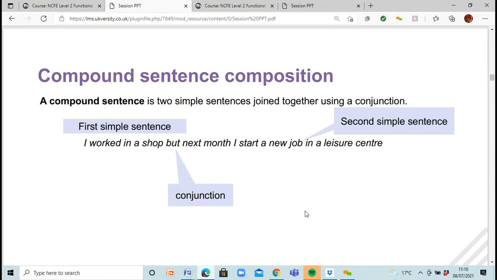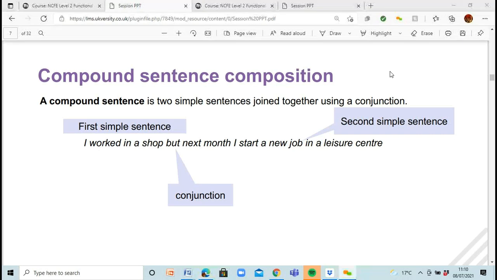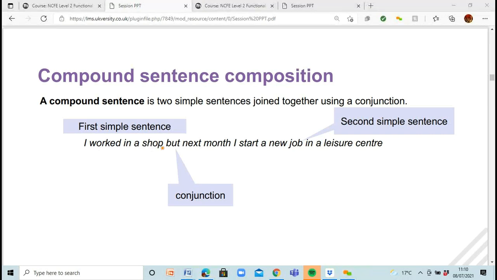A compound sentence is where you join two simple sentences together, but then you're using a conjunction. So again, the sentence we had before, the first sentence was I worked in a shop. And we could just put a full stop there and be done with it. But we don't do that. So we do I worked in a shop, but next month I start a new job in a leisure centre. Now I'll say this as two sentences instead. So I worked in a shop, full stop, done. And then another sentence could be next month I start a new job in a leisure centre.